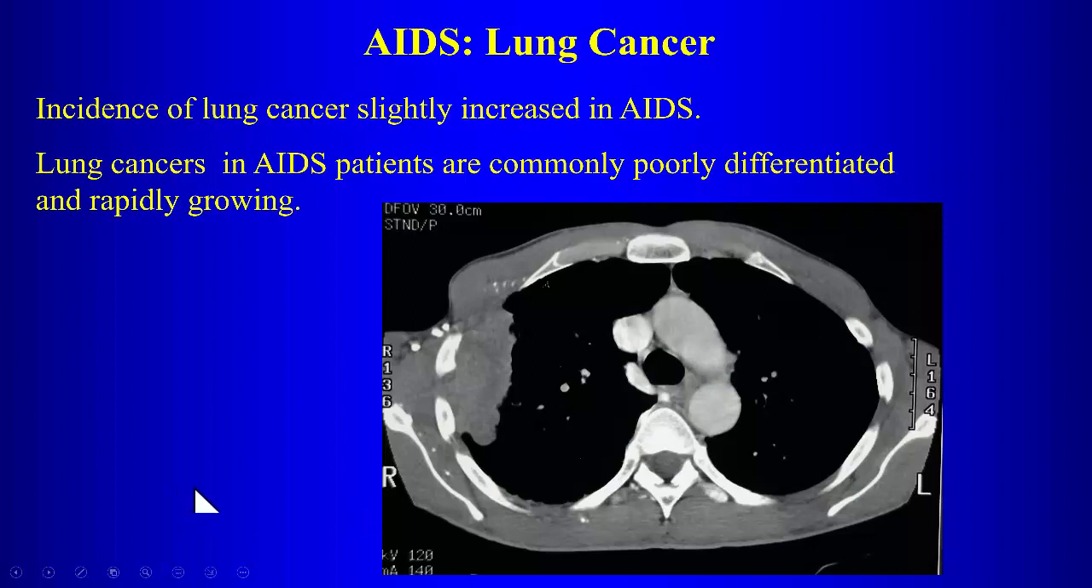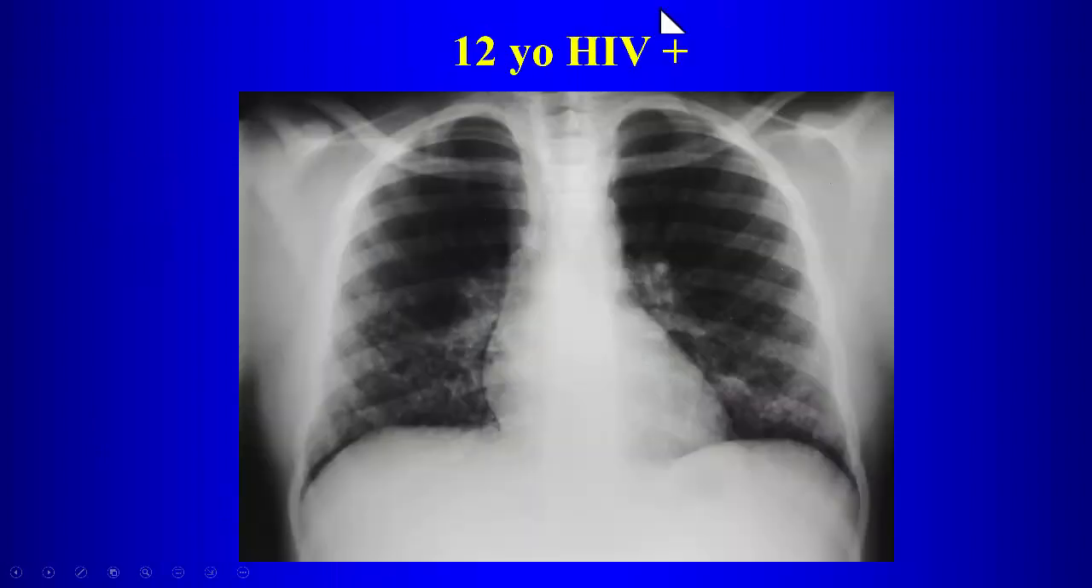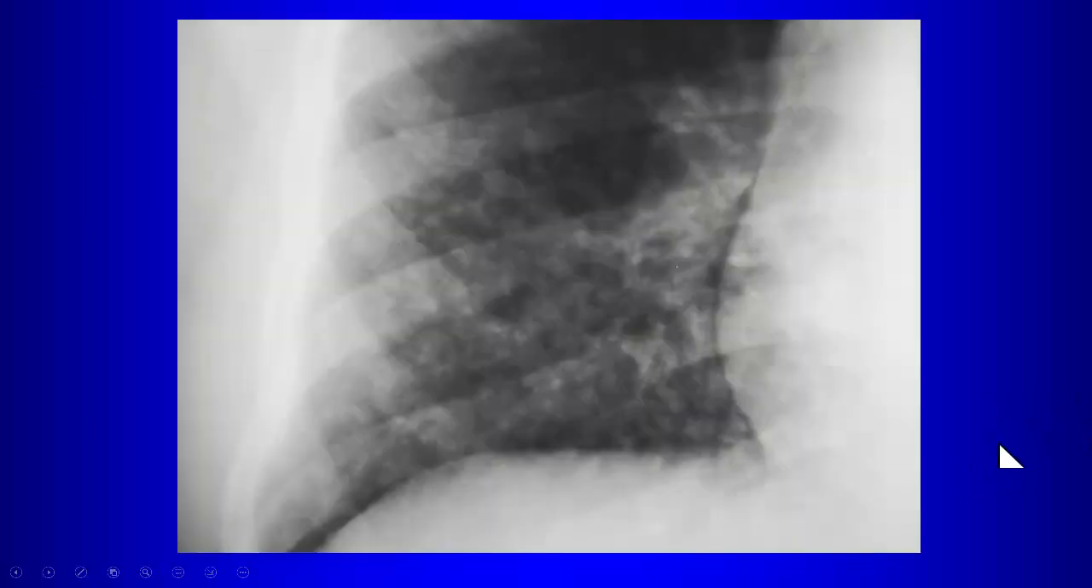Now, patients with AIDS, they can also develop lung cancers. There's some controversy whether or not they're at increased risk for lung cancer, but what is true is that the lung cancers, if they get them, tend to be very aggressive. So if they have lung cancer, it tends to be very aggressive lung cancer in these patients with AIDS or HIV. 12-year-old HIV positive, here on the chest radiograph, we see what?